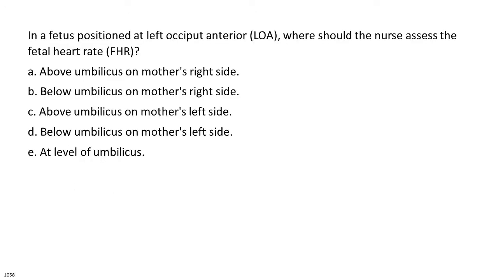In a fetus positioned at left occiput anterior, LOA, where should the nurse assess the fetal heart rate, FHR? A. Above umbilicus on mother's right side. B. Below umbilicus on mother's right side. C. Above umbilicus on mother's left side. D. Below umbilicus on mother's left side. E. At level of umbilicus.